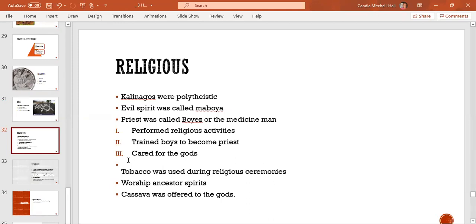The Boyas was also the priest, so they had a priest who was also a medicine person, a medicine man. This person was the main person in charge of the religious activities in the society. They were also the ones who trained the boys to become priests, and they cared for the gods.